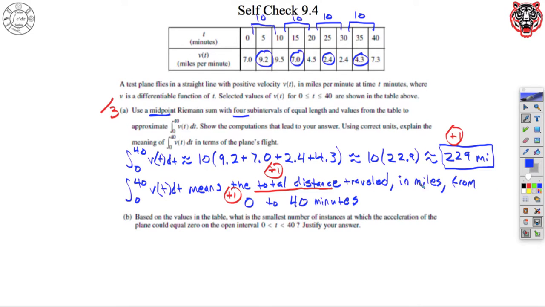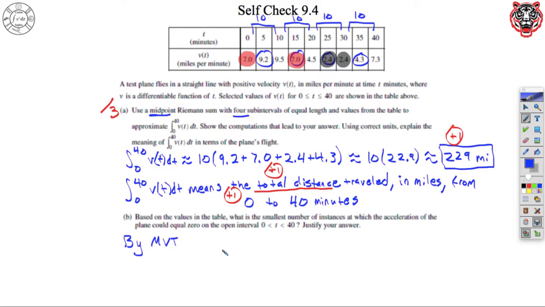Okay, part B. Based on the values in the table, what is the smallest number of instances where the acceleration could be equal to 0? This one was a little bit challenging, but note that there are repeat values in this velocity. So I'm going to highlight those with red. So look at this 7.0, this 7.0, and then we'll switch to black for the next highlighting, this 2.4 and this 2.4. They are the same value. So if you recall all the way back to unit 1, that was our first unit, what was the theorem that talked about slopes? It was EVT, IVT, MVT, one of those. If you said MVT, you are correct. So we're going to say by MVT.